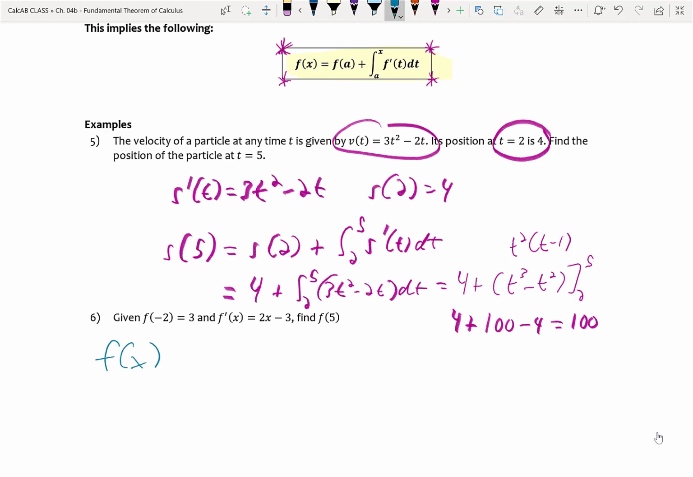I know that f of x, any input, any x value, is going to be equal to the one it gives me. It gives me f of negative 2 plus the integral from negative 2 to x of f prime, which is 2x minus 3. Now, I'm not going to put x. I'm going to put 2t minus 3 dt, because I don't want to confuse what my x's are. I don't want to use x twice to mean different things. This x here matches my input, which is the upper limit.